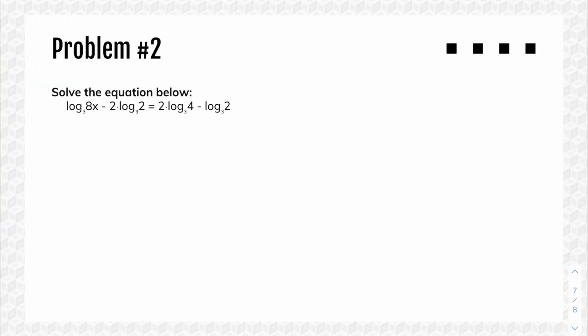Our second example follows the same strategy. We have to simplify all the logarithms to solve for x. Here, you can note that all the bases are 3. But it's always important to look at the bases. Again, we'll be using the power rule to simplify these two logarithms. So 2 times log base 3 of 2 will become log base 3 of 2 to the power of 2, which is 4.